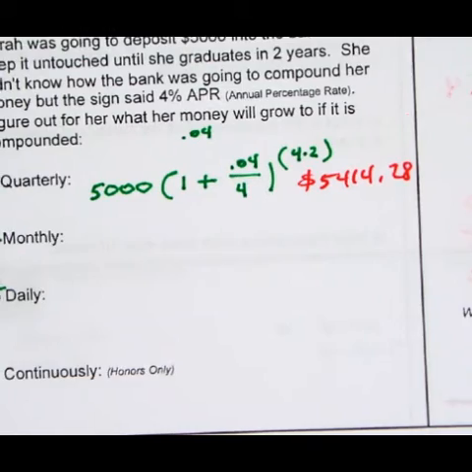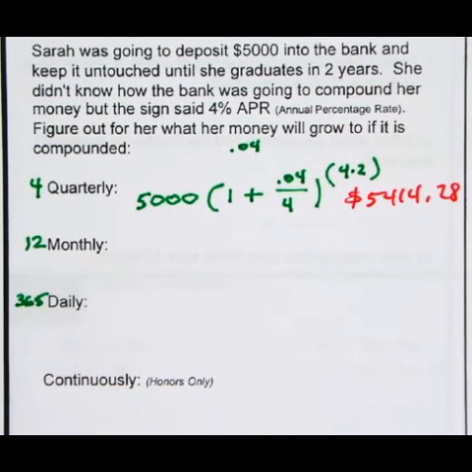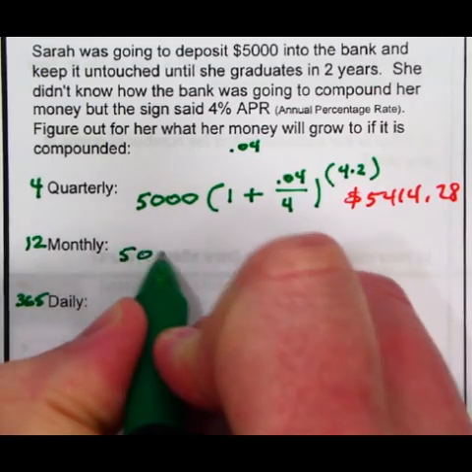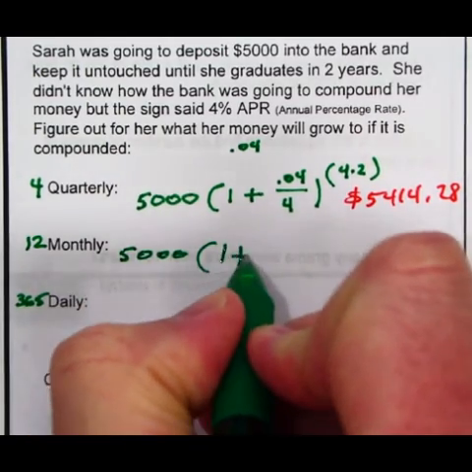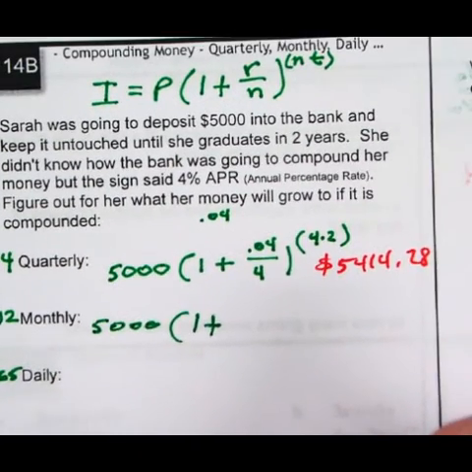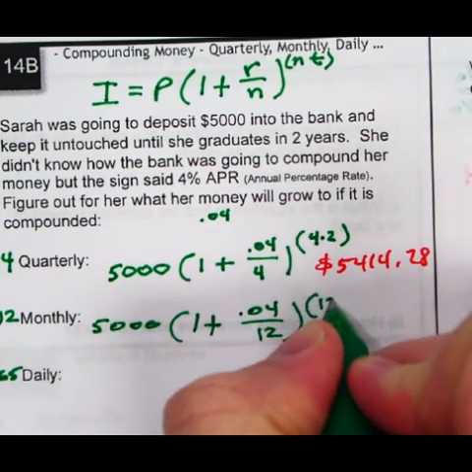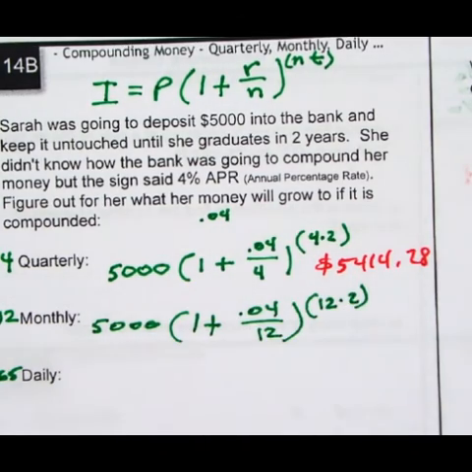Next, if we're going to compound this monthly, all that's going to change is we're going to have a 12 down there. So if we put the 12 down there, it'd be 5,000, 1 plus, and then 0.04 is still our rate, divided by 12, and to the 12 times 2 power, we'll be able to calculate it there.